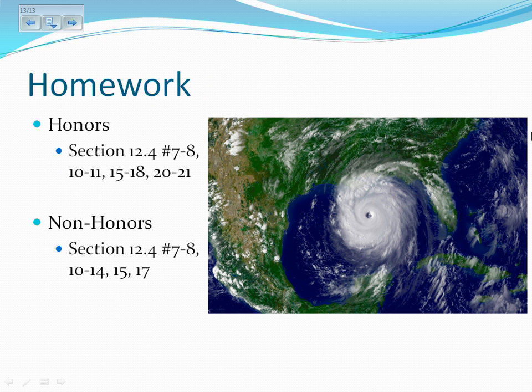Are we doing all of it? Yep, all of it. Should be pretty straightforward now. A few of them should be like one-minute problems.